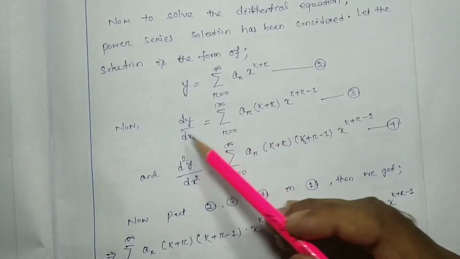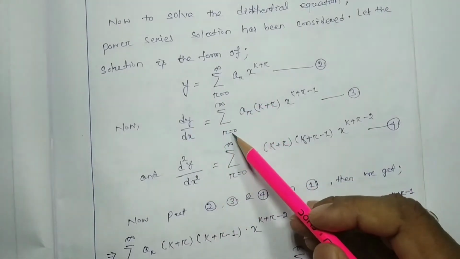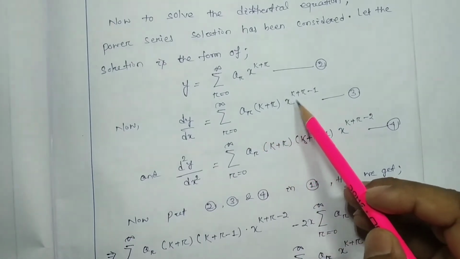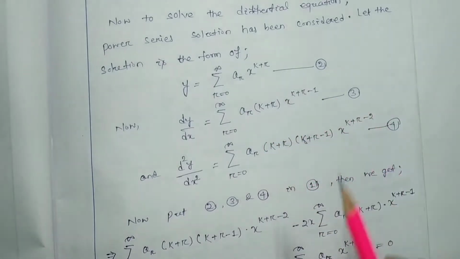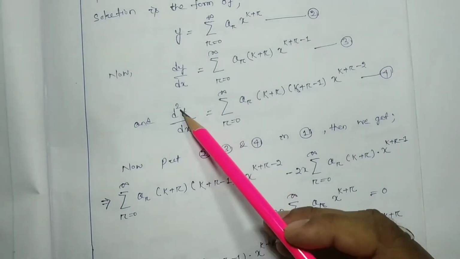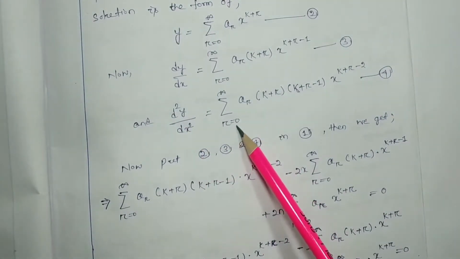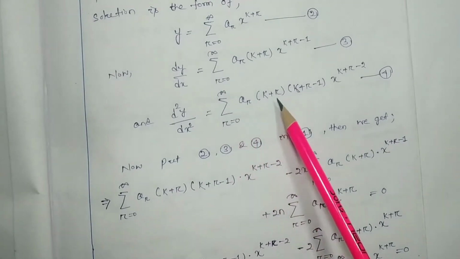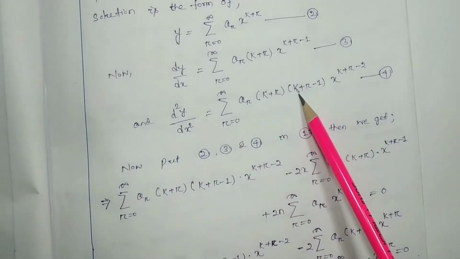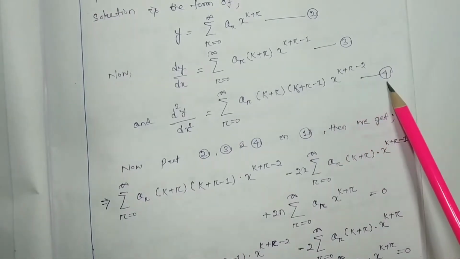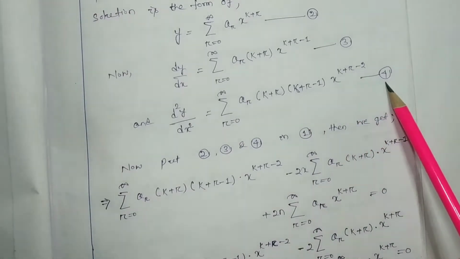So the first derivative of this will be summation over r equal to 0 to infinity of a_r (k plus r) x to the power k plus r minus 1. Let it be equation number 3. The second derivative, d²y/dx², will be summation over r equal to 0 to infinity of a_r (k plus r)(k plus r minus 1) x to the power k plus r minus 2. Let it be equation number 4.